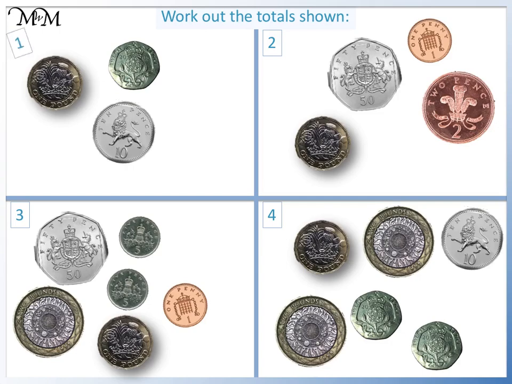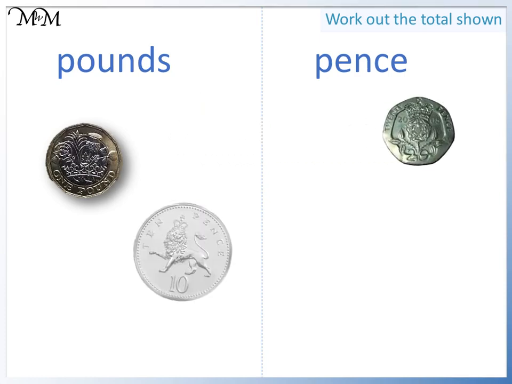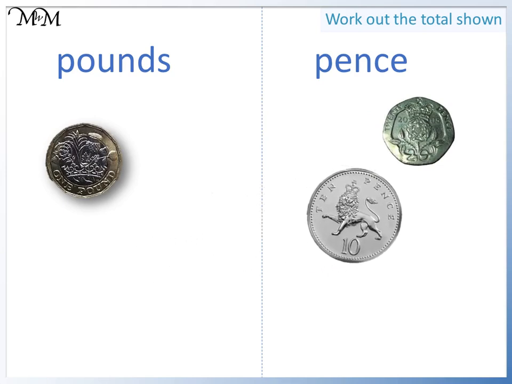Question 1. First, we'll separate the pounds and pence. Starting with the pounds, we have £1. Looking at the pence, we have 20 plus 10, which equals 30p. So we have £1.30.